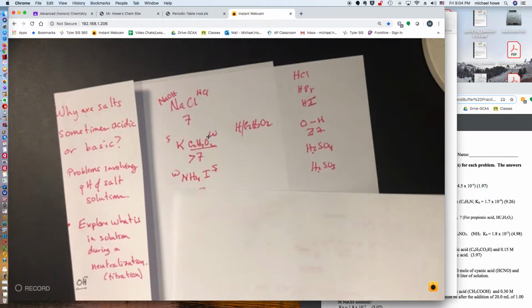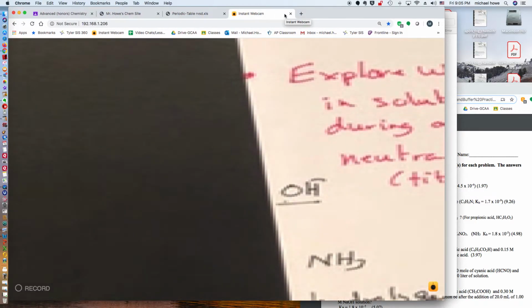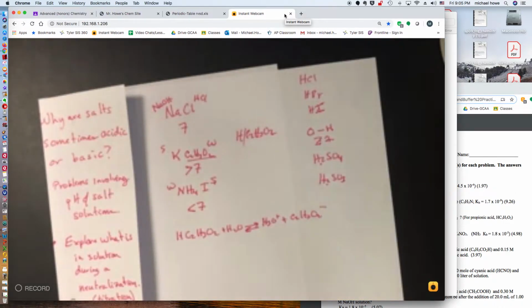All right, so my camera is malfunctioning again, so just one moment here. Let's reload the page. All right, here we go.